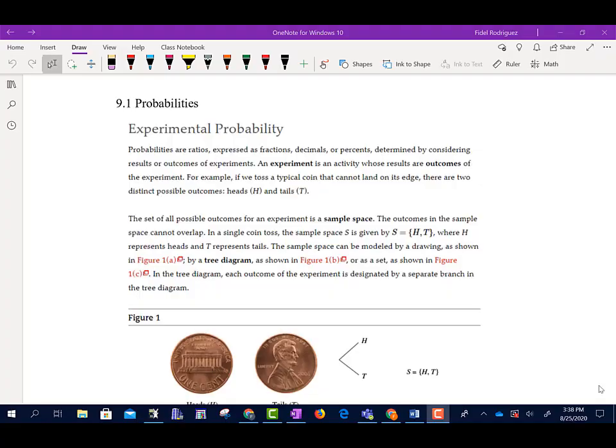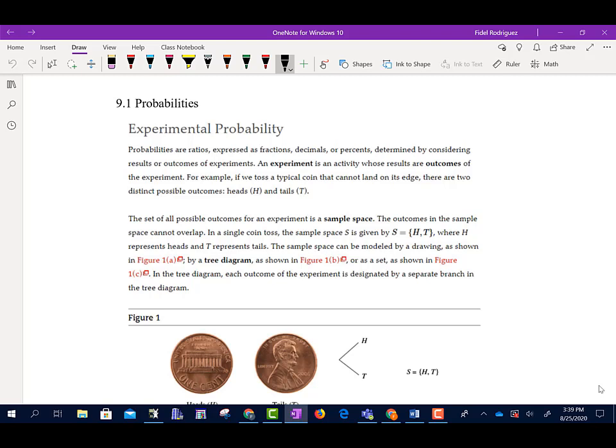So section 9.1 talks about probabilities. And so we have something called an experimental probability. It says probabilities are expressed as ratios, expressed as fractions, decimals, or percents, and determined by considering results or outcomes of an experiment. It says an experiment is an activity whose results are outcomes of the experiment.